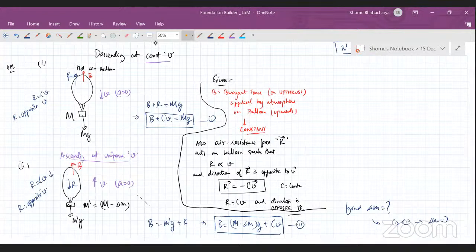So one time when we have suspended the mass capital M, it is coming down with a constant velocity v in the first case. So the air resistance force is upwards. It's opposite to the downward velocity. The second case, when we have removed some mass from it, it's become lighter. So now it starts going up with a velocity v. Now when it's going up with a velocity v, the air resistance force is downwards.